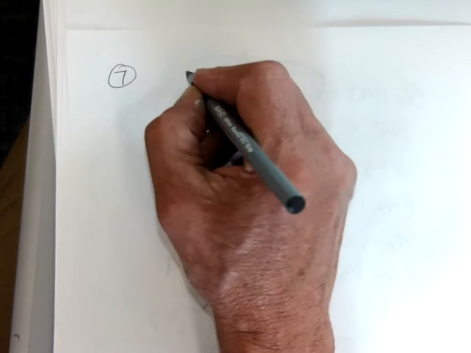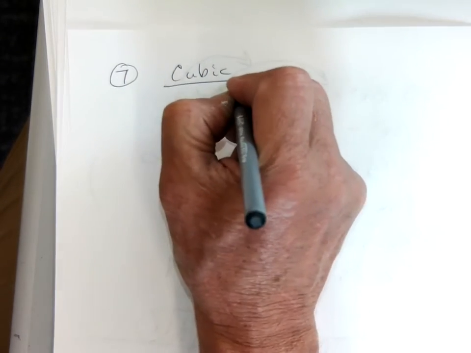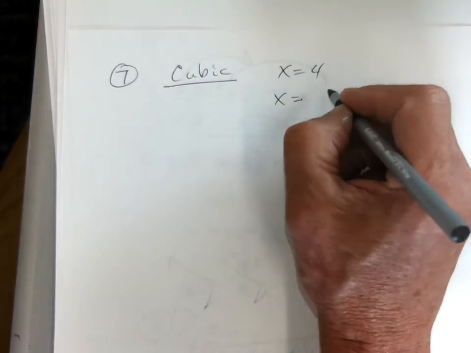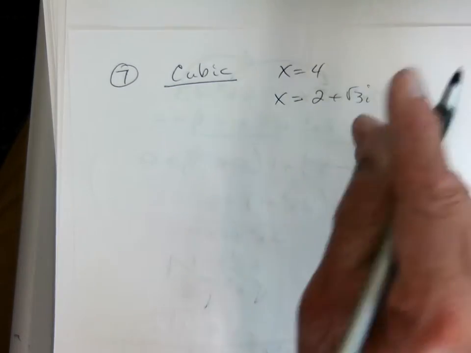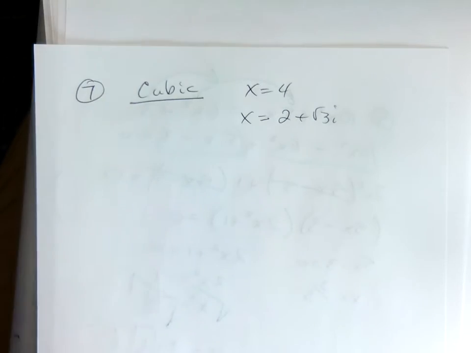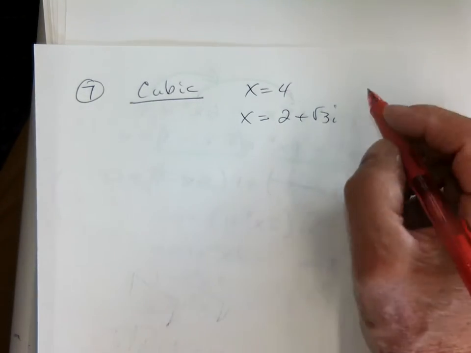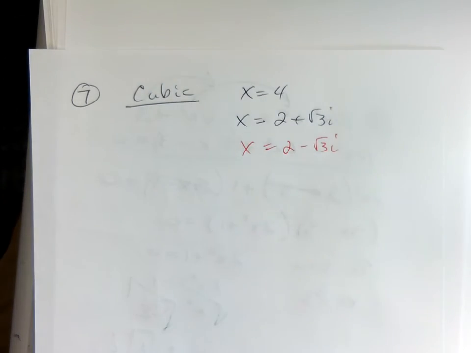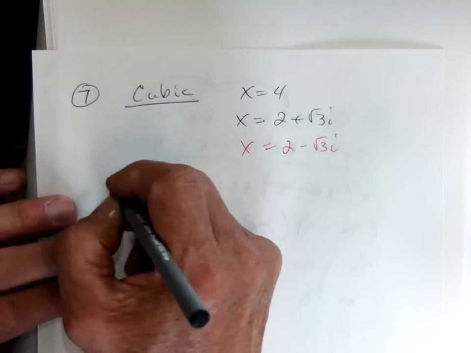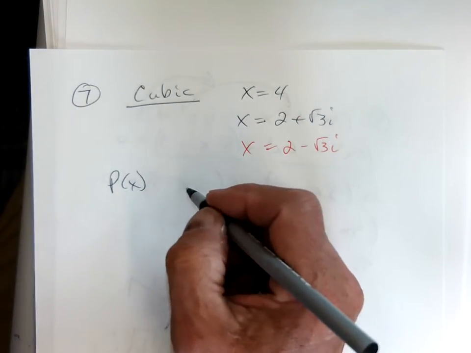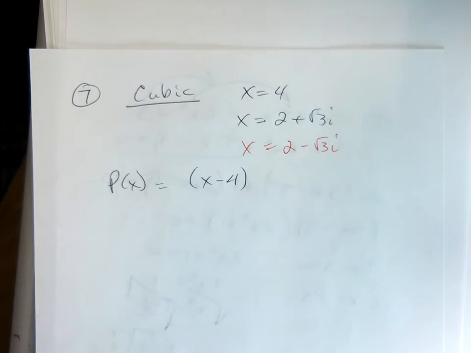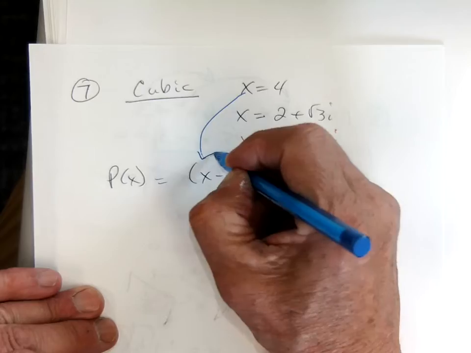Okay, 7. Well, it's a cubic, right? And it's got a root of x equals 4 and a root of x equals 2 plus the square root of 3i. But it needs one more root because it's cubic. Exactly. So my other root is going to be 2 minus the square root of 3i, right? Okay, so part of this is actually pretty easy. The first part, we'll say p of x for polynomial. P of x, polynomial with respect to x, is equal to x minus 4. Okay, that happens to be that piece there, right?